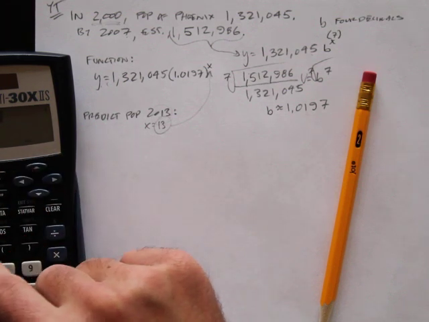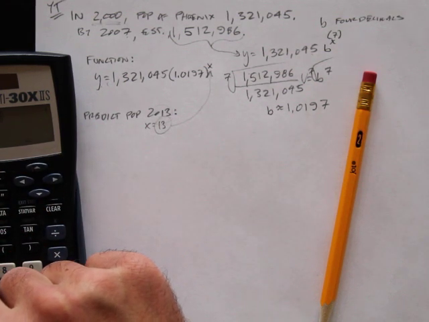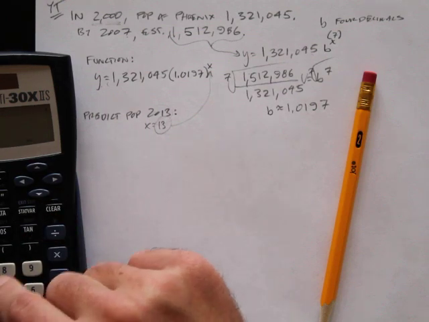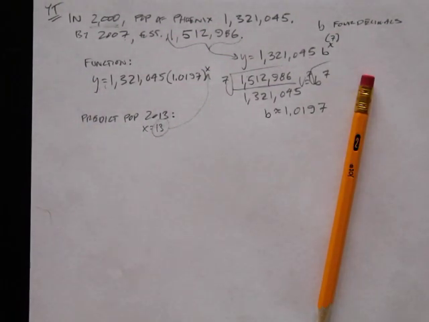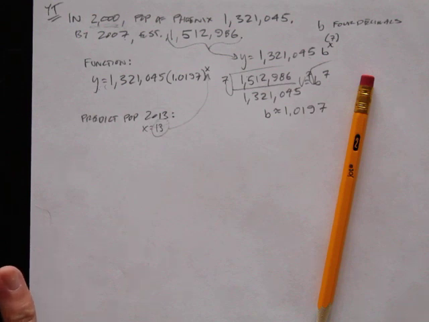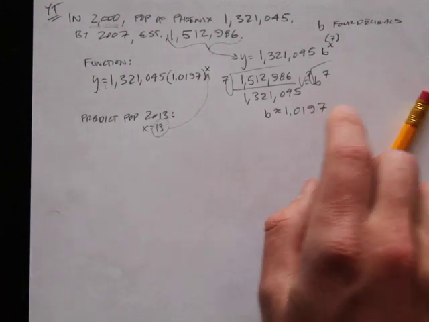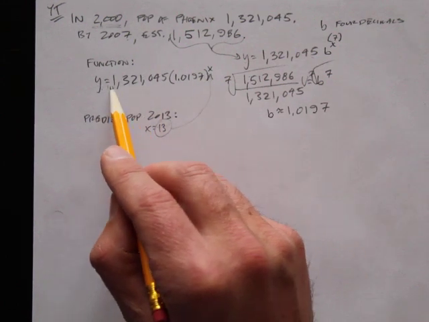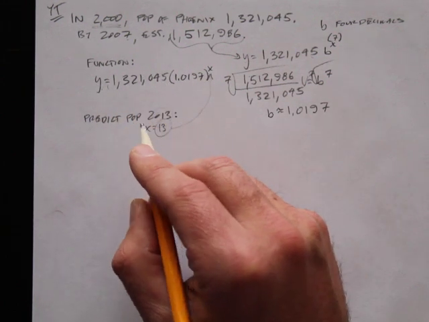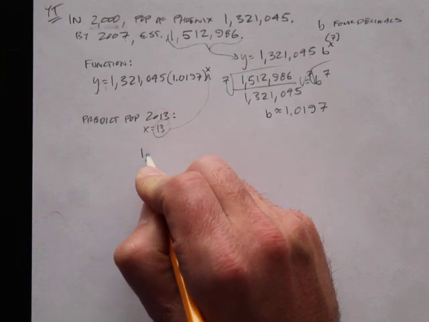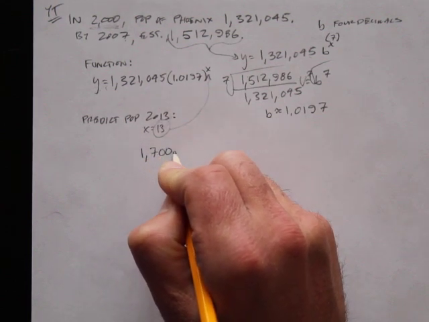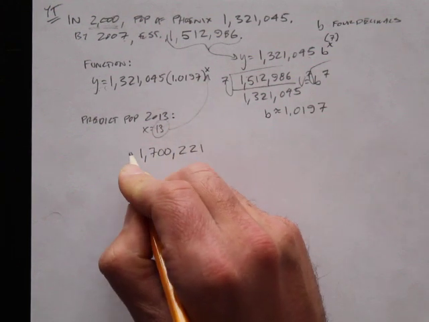So I'm going to go 1.0197 raised to the power of, oh, that's not going to work. I have to do it this way. Okay. 1.0197 raised to the power of 13, and then multiplied by all of this, and you're going to get 1,700,221 approximately.